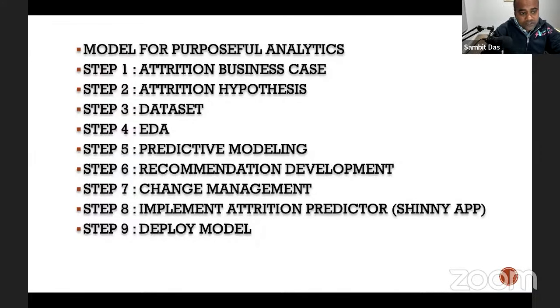The last two steps basically are: step 7 is change management, which is how we go about driving adoption of analytical projects. Step 8 is the attrition predictor app that I've developed, so I'll take you through that app. And then the last thing is deploying, how I went about deploying it. I'll give you an overview of that, and then we'll take in any questions.